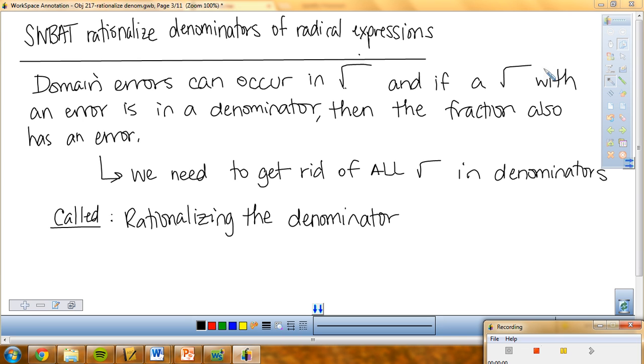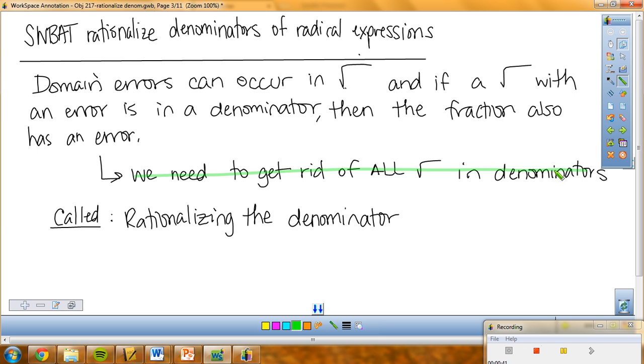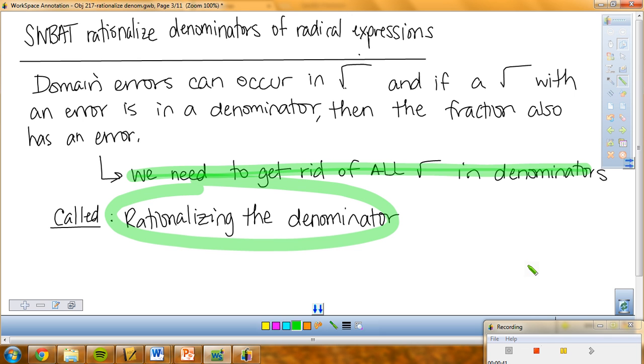So because this error can possibly happen in a radical, and if there's a radical in the denominator, there's a problem, then let's just get rid of all radicals in denominators. All right? We don't want to have any of those radicals in our denominators. It's going to cause a problem. So how do we do this? Well, it's something called rationalizing the denominator. So that's what we're going to learn how to do in this video.